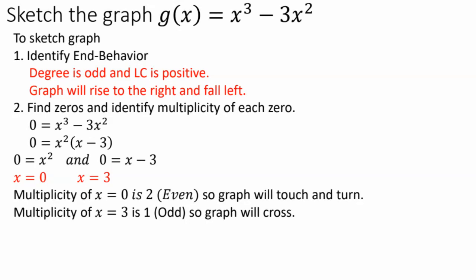So I know at x equals 0, the graph will only touch and turn. Since 3 is only 1, it's an odd number, so we have an odd multiplicity, so I know that the graph will only cross at 3.